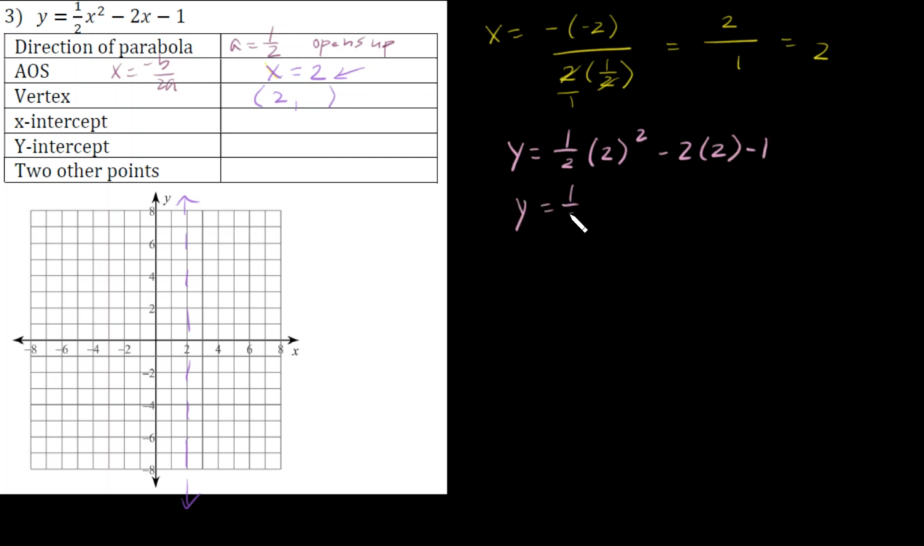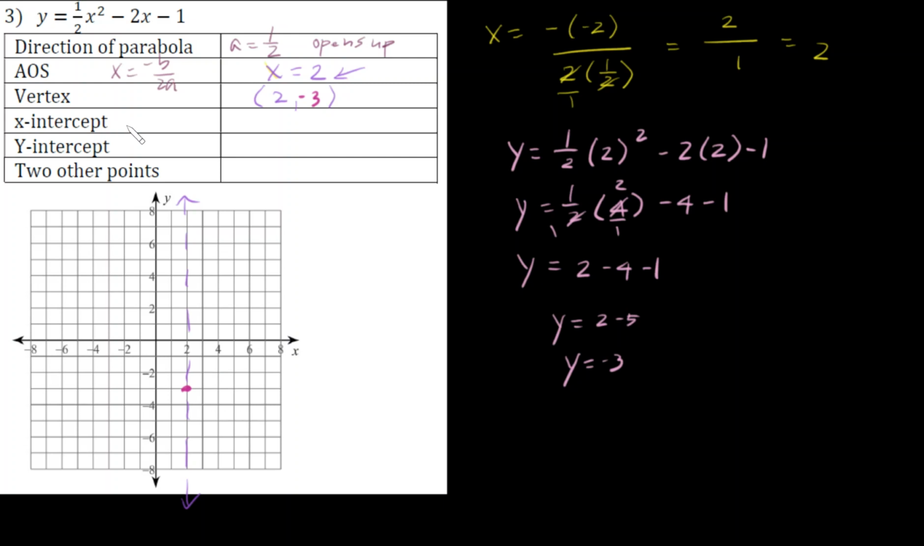Y equals 1/2 times 4 minus 4 minus 1. Y equals, simplify 1 and 2, so that's a 2 minus 4 minus 1. Y equals 2 minus 5. So y equals negative 3. So our y value is negative 3. Let's go ahead and plot that: 2, negative 3. This parabola opens up and our vertex is 2, negative 3.